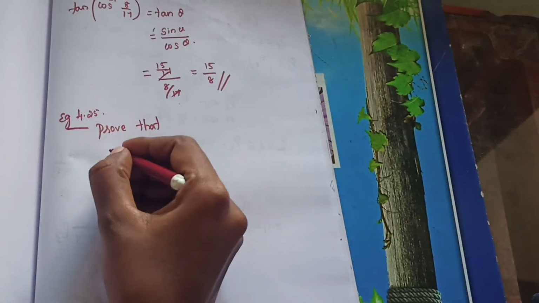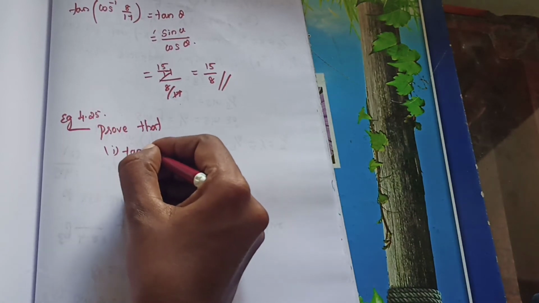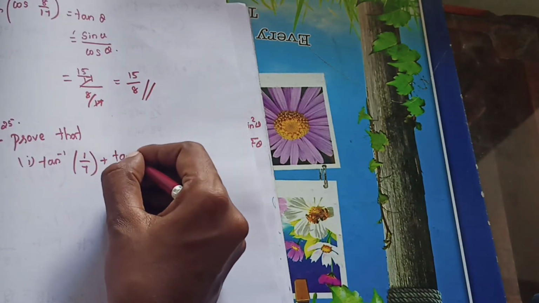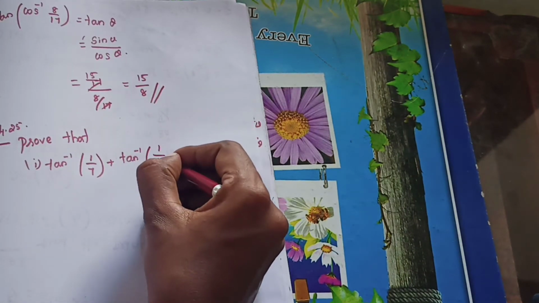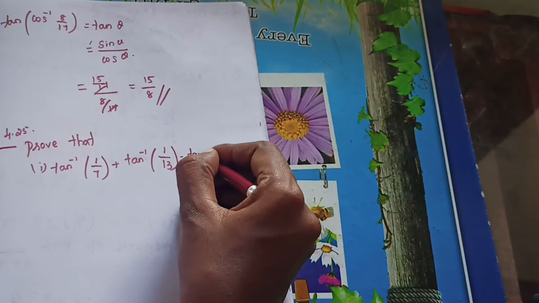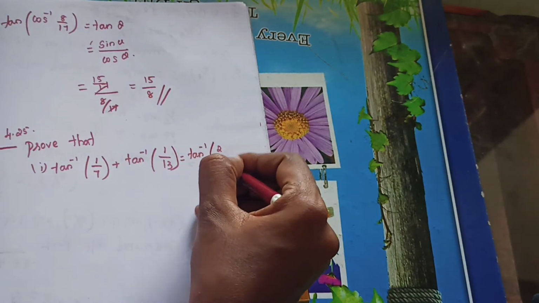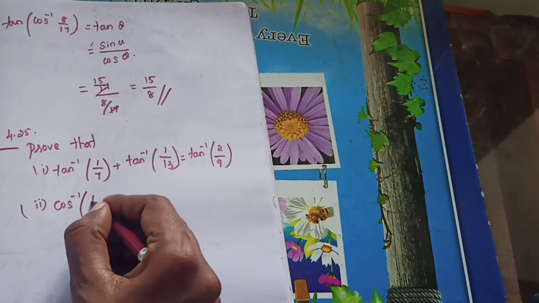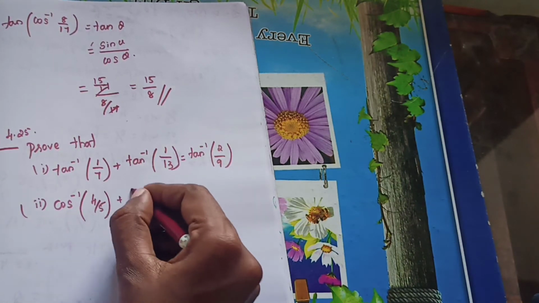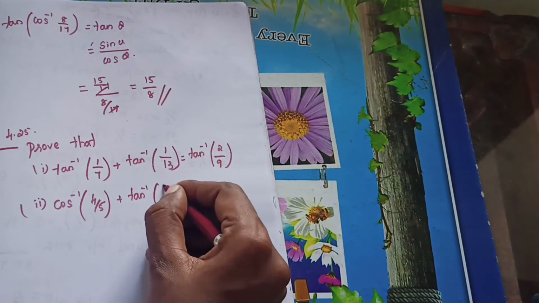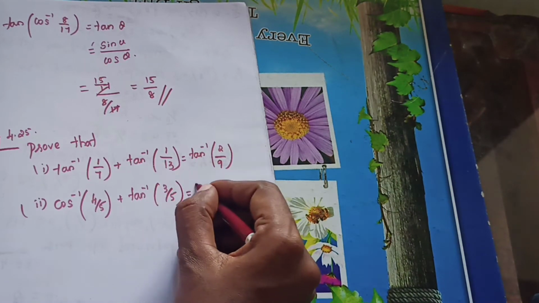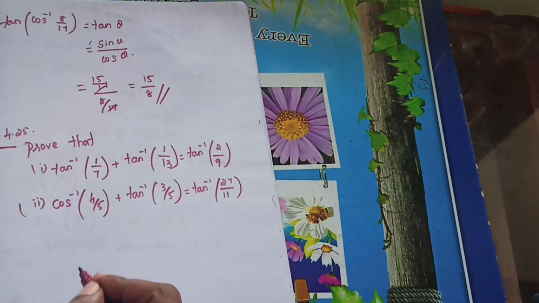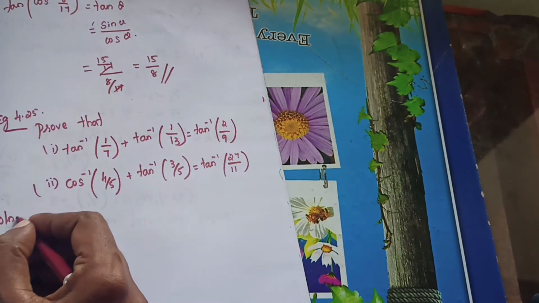First one: tan inverse of 1 by 7 plus tan inverse of 1 by 13 equal to tan inverse of 2 by 9. Second one: cos inverse of 4 by 5 plus tan inverse of 3 by 5 equal to tan inverse of 27 by 11. Okay, solution.